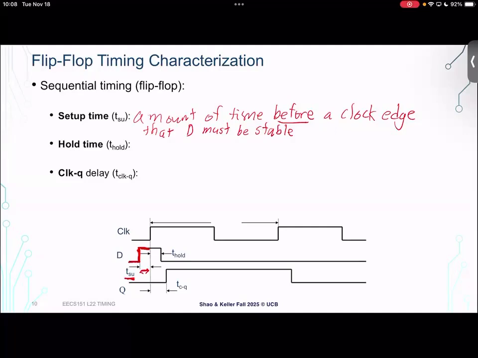Okay, now let's talk about hold time. Hold time is sort of the mirror image of setup time, if you like. So it's the amount of time after a clock edge that D must be stable.